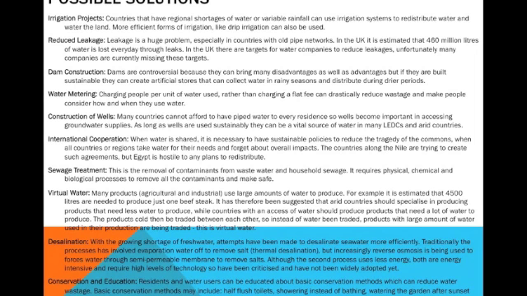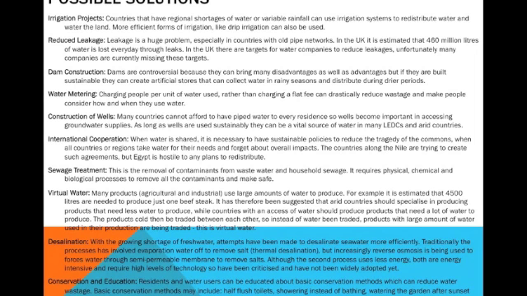Also, sewage treatment. This is the removal of contaminants from water and from wastewater and household sewage. It requires physical, chemical, and biological processes to remove all the contaminants and to make this water safe. So, yeah.